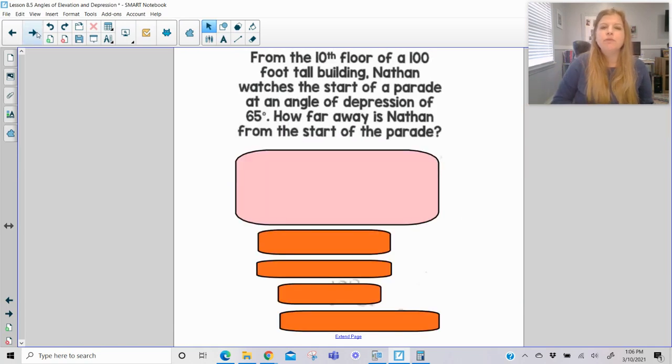Okay, from the 10th floor of a 100-foot tall building, Nathan watches the start of a parade at an angle of depression of 65 degrees. How far away is Nathan from the start of the parade? So Nathan's at the top of this building. He's looking downwards at an angle of depression of 65 degrees. How far away is Nathan from the start of that parade?